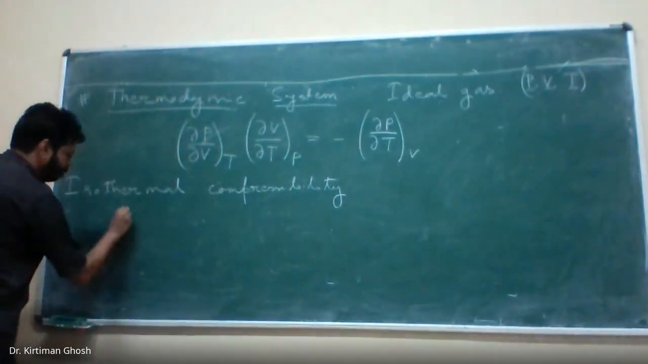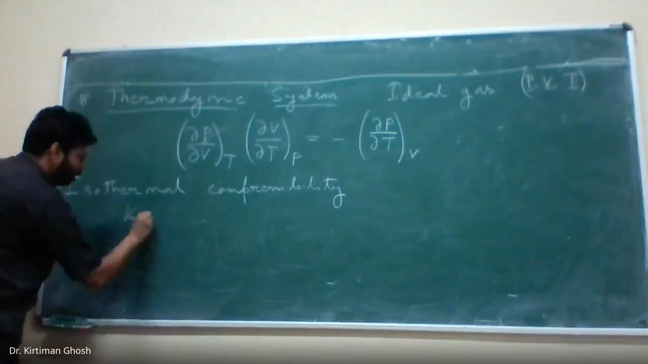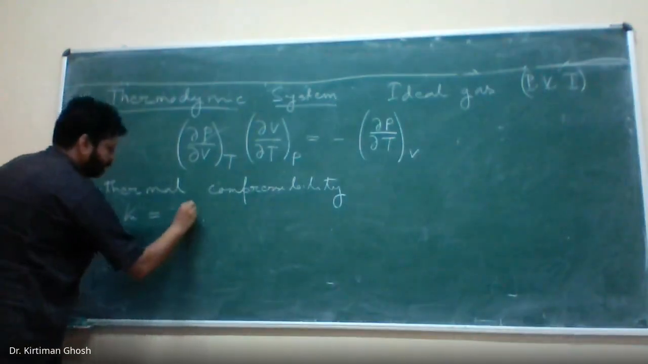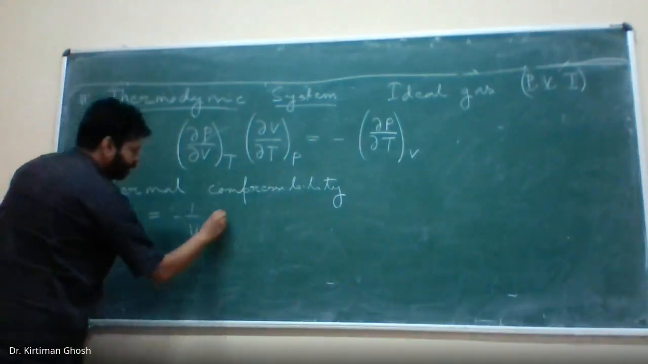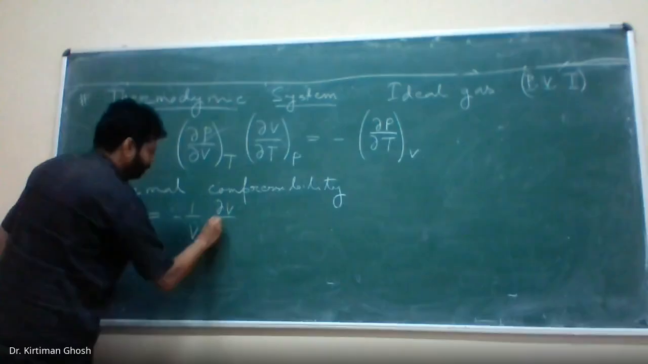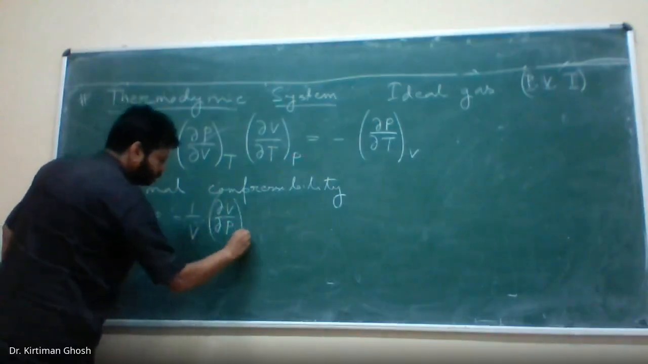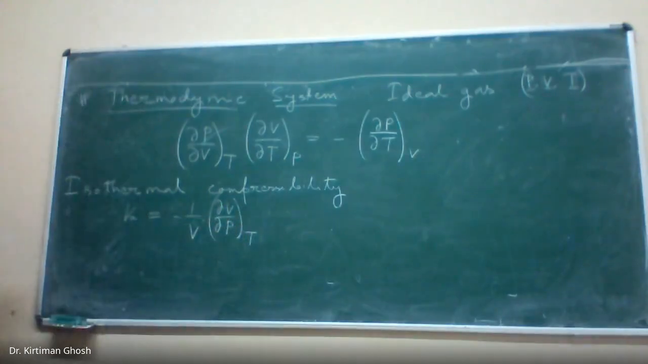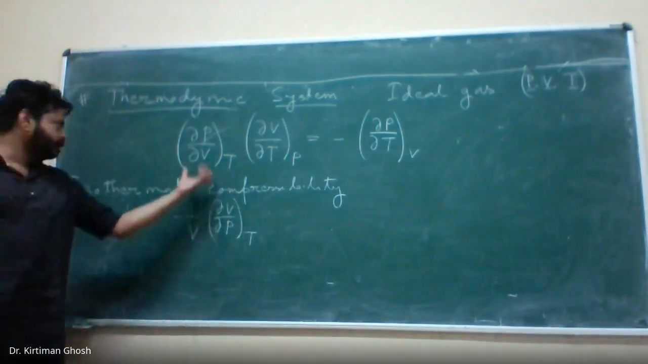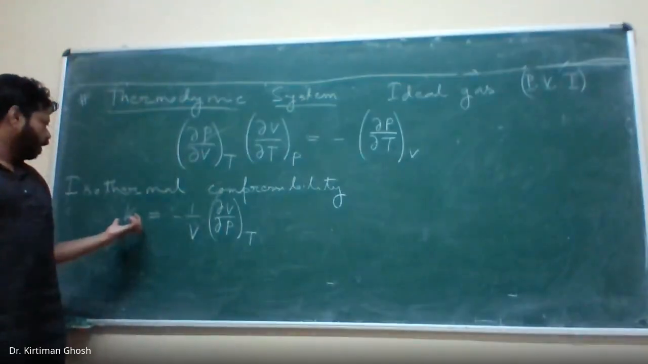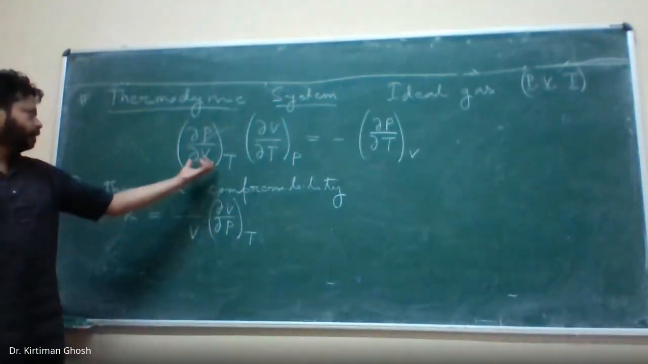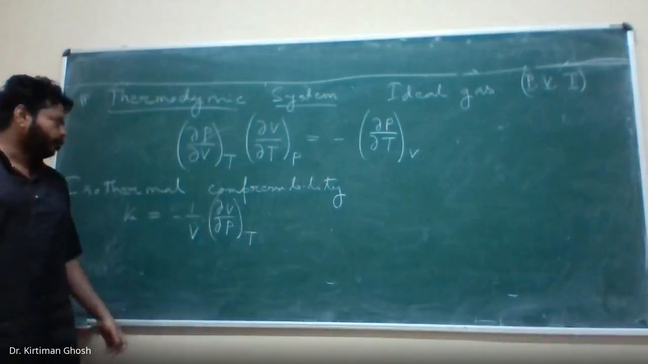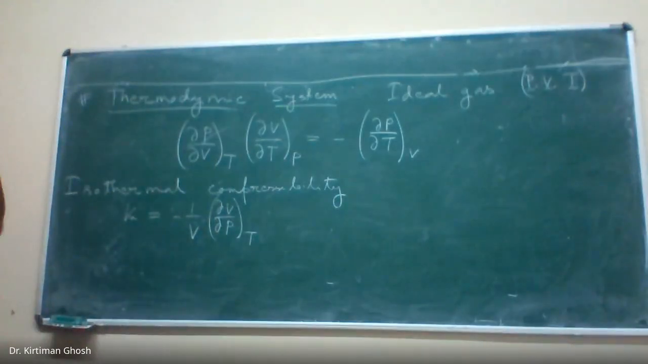Which is defined by this parameter called kappa, which is nothing but minus 1 over V del V by del P at constant temperature. So you see that this quantity is nothing but 1 over kappa V. Okay.